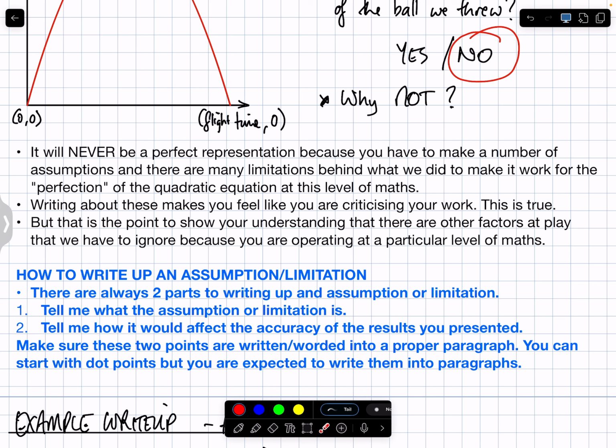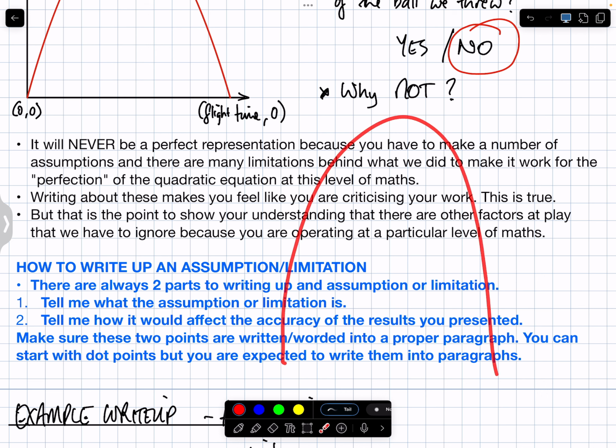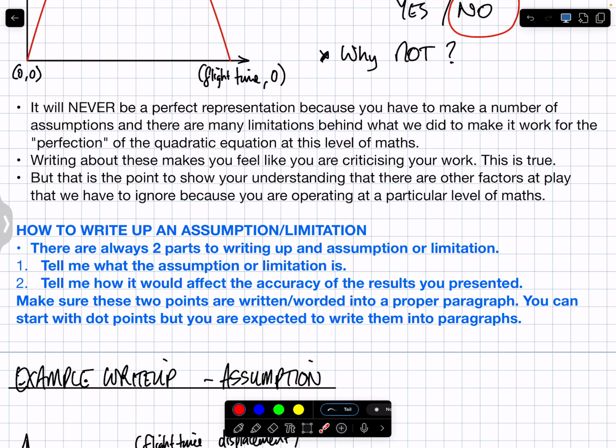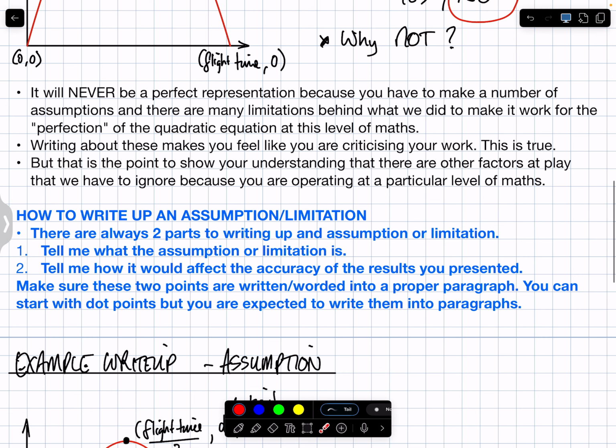Writing about these makes you feel like you're criticizing your work. That's exactly the point. Because you're trying to show that you know that is not actually what happened. It's close. Do you agree that it would kind of be close? But it's not actually what happened because there's more to it than that. Wind resistance. Okay? So really what you have to be aware of is when you're writing, in those last 2 pages, when you write up an assumption and limitation, tell me what it was and tell me how it affects the accuracy of your results. There's 2 parts to it, but you need to write it into a paragraph.